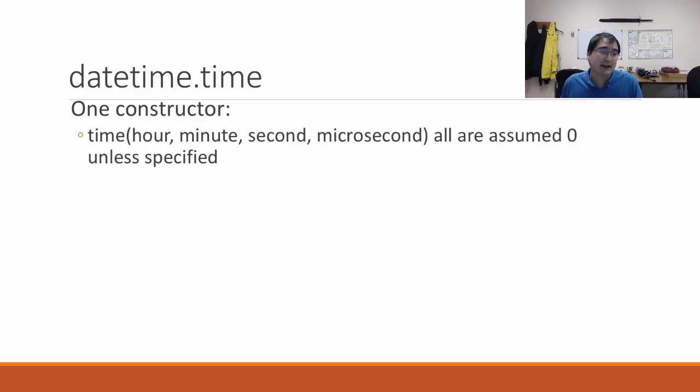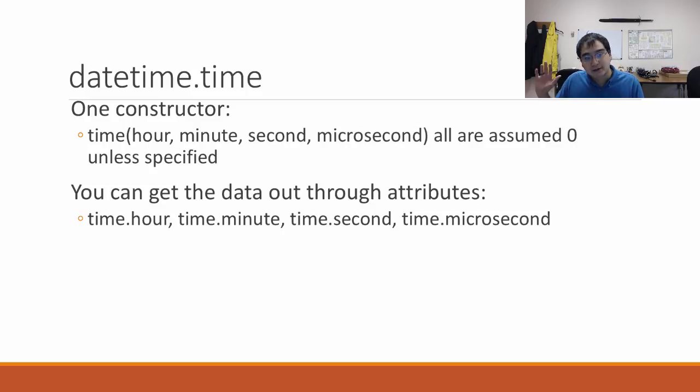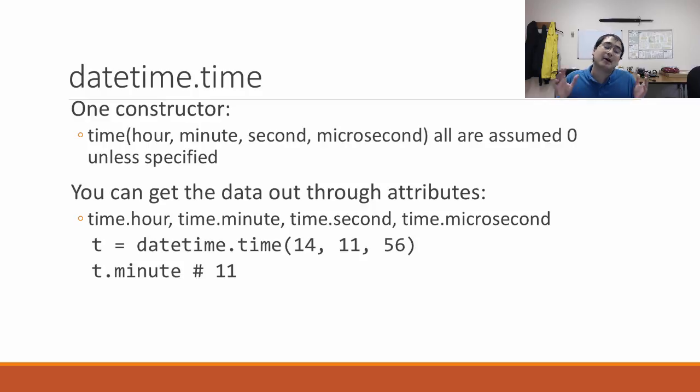Much the same way. You specify hour, minute, second, microsecond, and all of these are assumed to be 0 unless you specify them. So you don't have to specify second and microsecond if you don't want to. You get the data out through the attributes as you would expect. How do you use it? Basically the same way you use datetime.date.